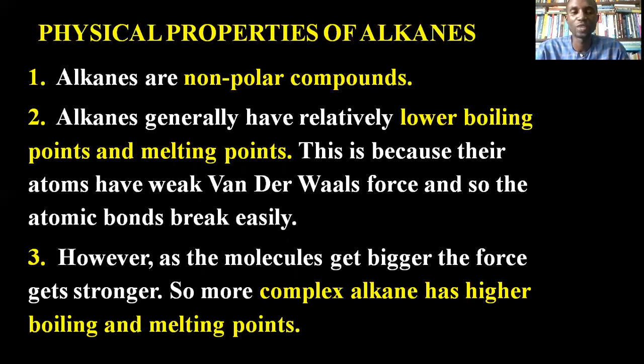Number one, we need to note that alkanes are non-polar compounds. They are not ionic compounds. They are non-polar compounds. Number two, they generally have lower melting and boiling points. Why? Because their atoms have weak van der Waals forces, and so the bonds break easily. They have a lower melting point and boiling point.